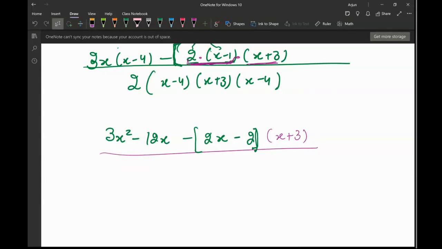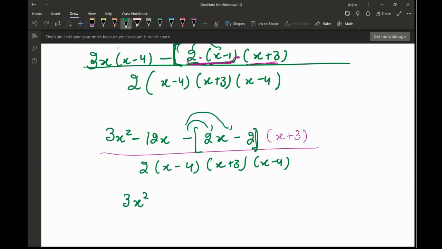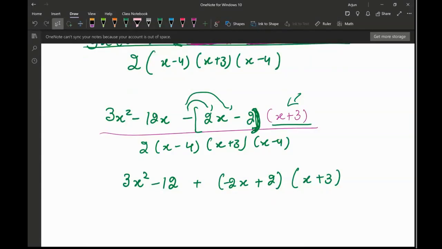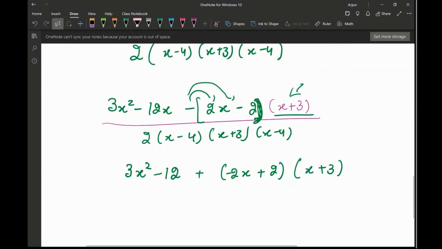Now what I'm going to do, if I distribute this negative also, the bottom will remain as it is. First of all, x minus 4, x plus 3, and x minus 4. Now if I distribute this negative to both the terms, how is it going to look? See here, this is a little complicated. So this becomes plus, this will become negative 2x plus 2. That's how it's going to look like, x plus 3. They will still be in the bracket because both the terms are in multiplication with x plus 3. So this is kind of a little tricky to simplify.